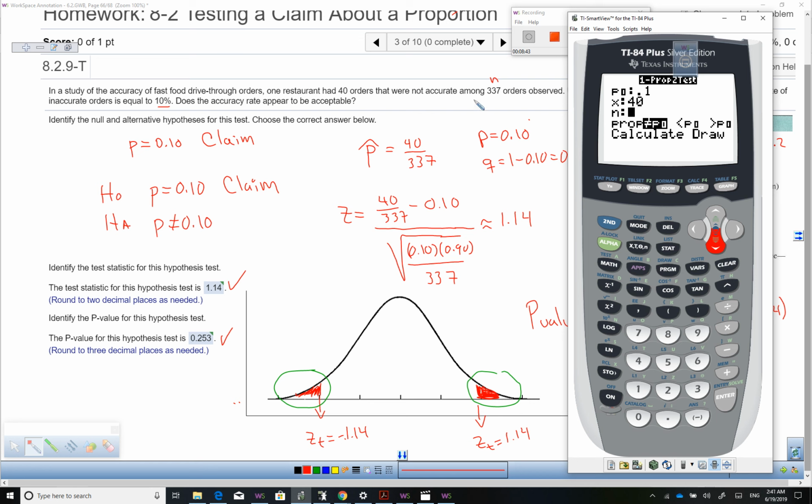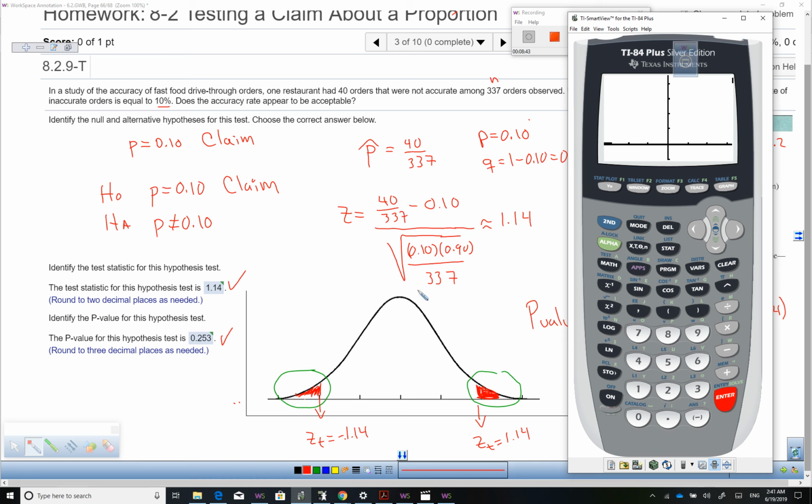The sample size is 337, and the mathematical symbol on the alternative hypothesis, which is different here. And we might hit calculate, or we might highlight draw. I like this. In my particular opinion, it's actually better to visualize it. So I press enter, and this is what I have. This is the test statistic, and this is the p-value. So those are the numbers we obtain by hand.